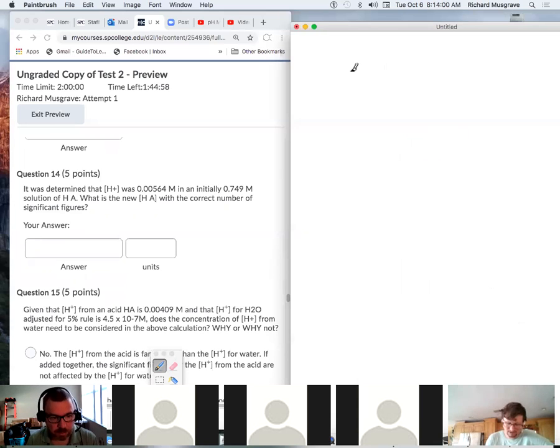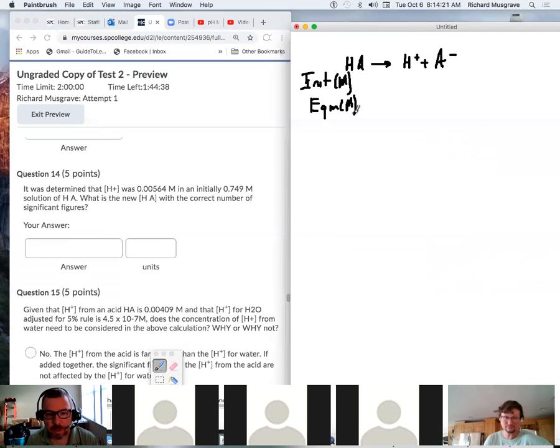Now this one I'll do partially because I think it's helpful. So again, we've got our reaction: HA gives H plus plus A minus. The initial molarity and then the equilibrium molarity is what we have down here. We've got 0.749 molar as being the initial, and zero and zero, and then at equilibrium, it's going to be 0.749 minus Z, Z, and Z.